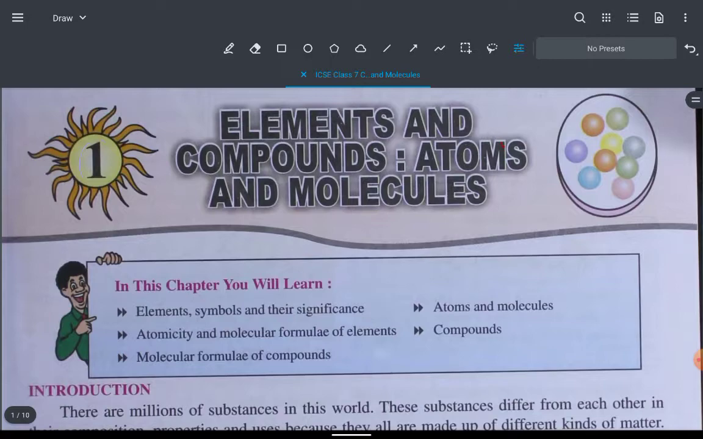So today we are going to do this class 7 chapter, elements and compounds.